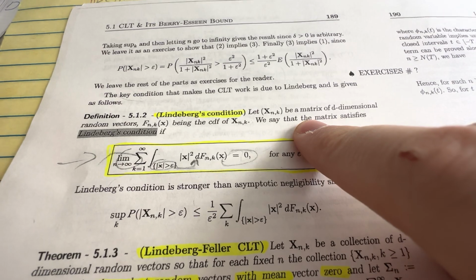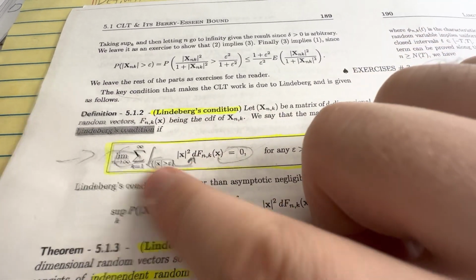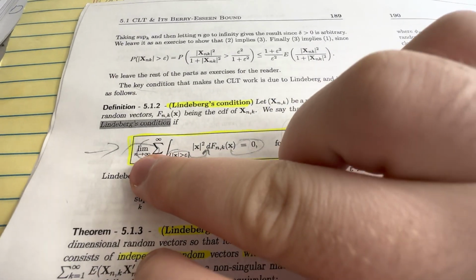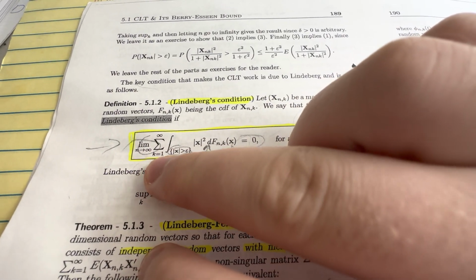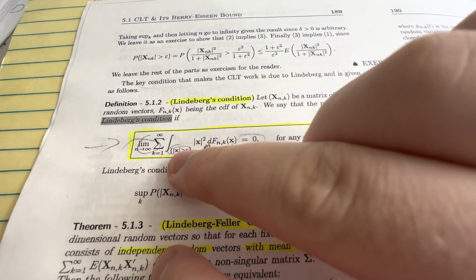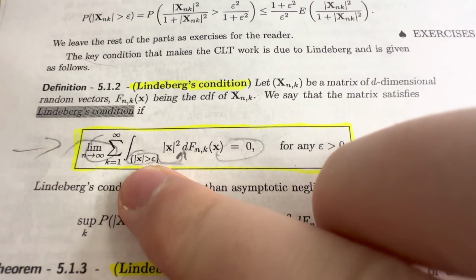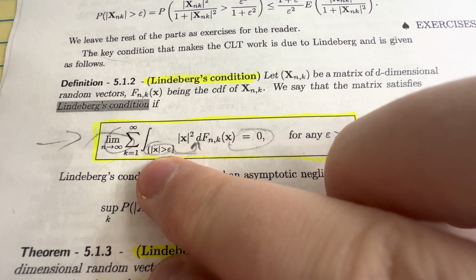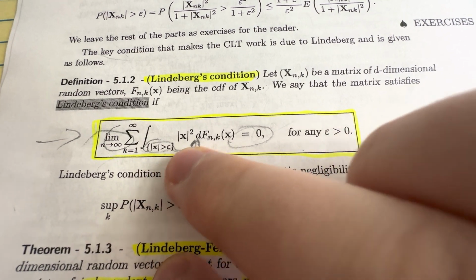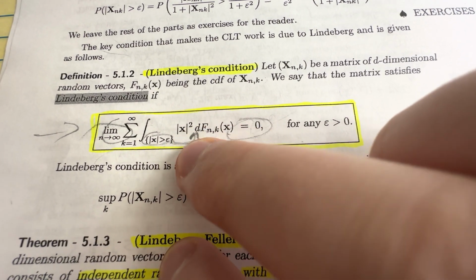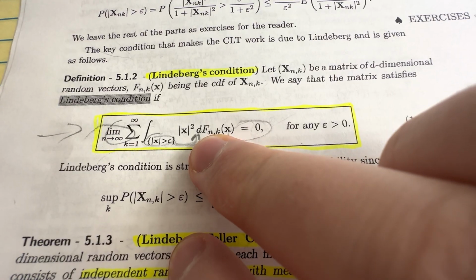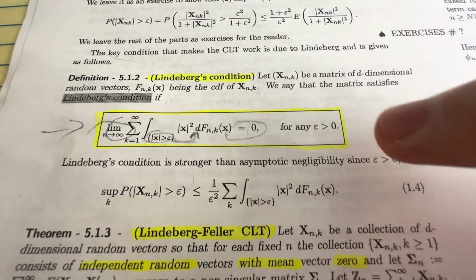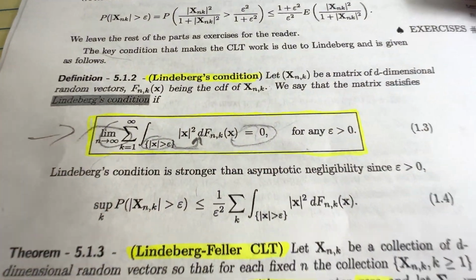We say that the matrix satisfies the Lindeberg condition if the following statement holds. The limit, as n approaches infinity, of the sum, as k goes from 1 to infinity, of the integral over the set of all vectors x such that the absolute value of x is greater than epsilon, of the absolute value of x squared times the differential of the distribution function of the random vector, is equal to 0, and that's true for any positive epsilon.